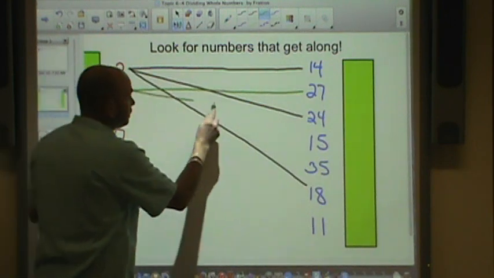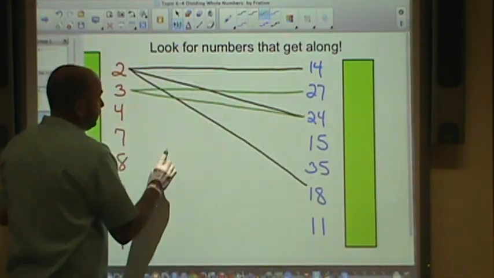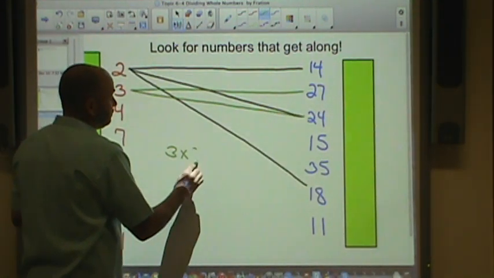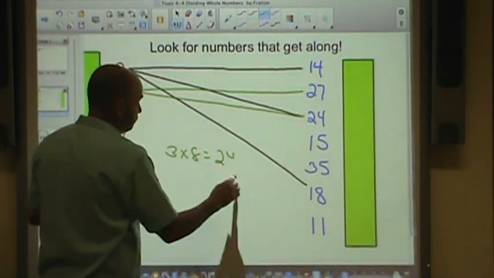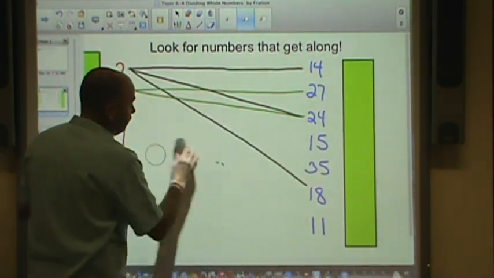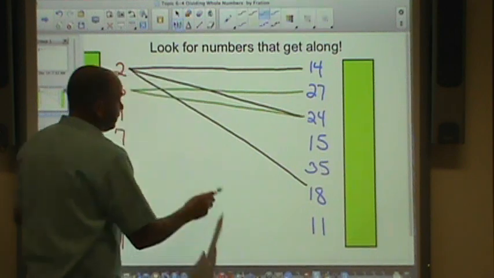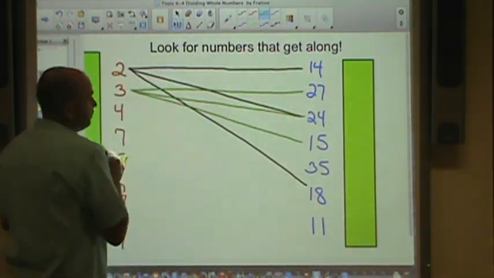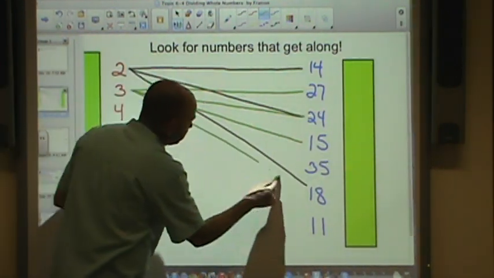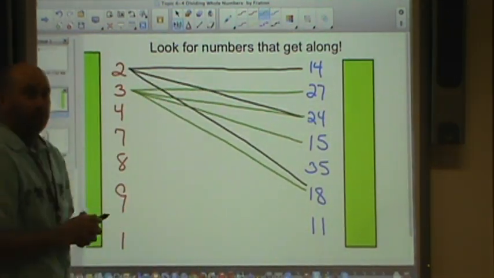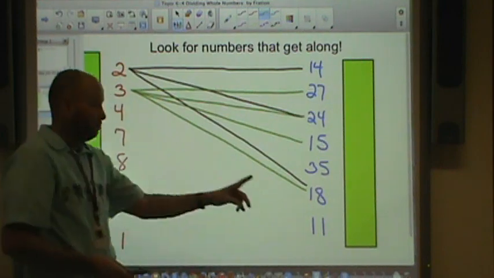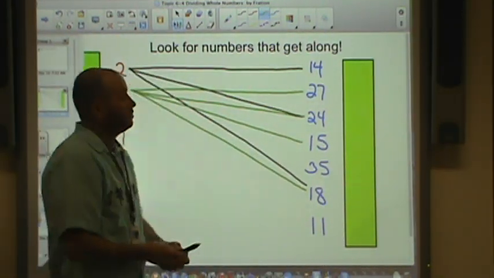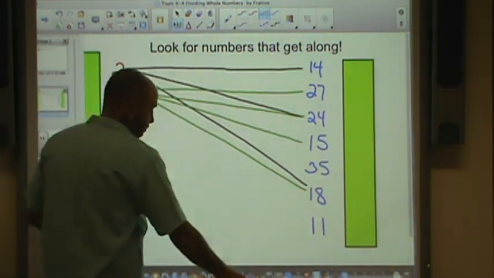3 would get along with 24 because we have 3 times 8 equals 24. So they get along. 3 is certainly going to get along with 15. 3 will get along with 18 as well. Now again, you could say 3 is a prime number, so 11 and 3 would get along because they're prime numbers. So those are kind of neat matchups.